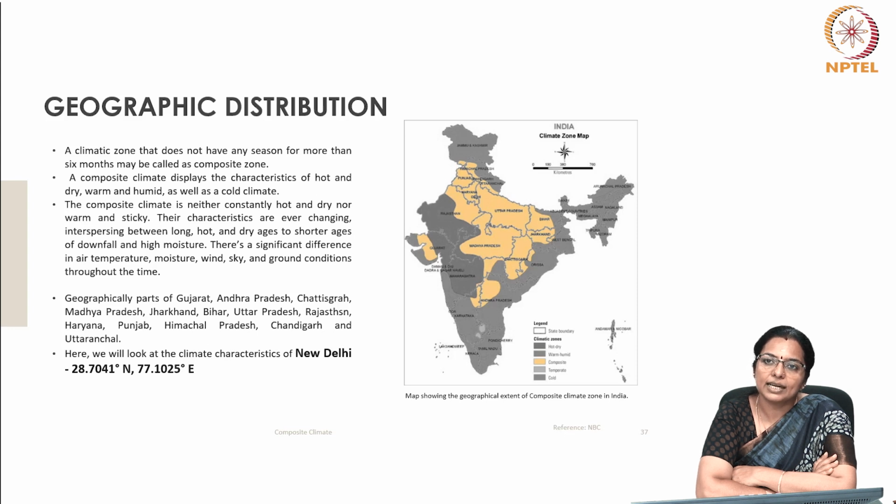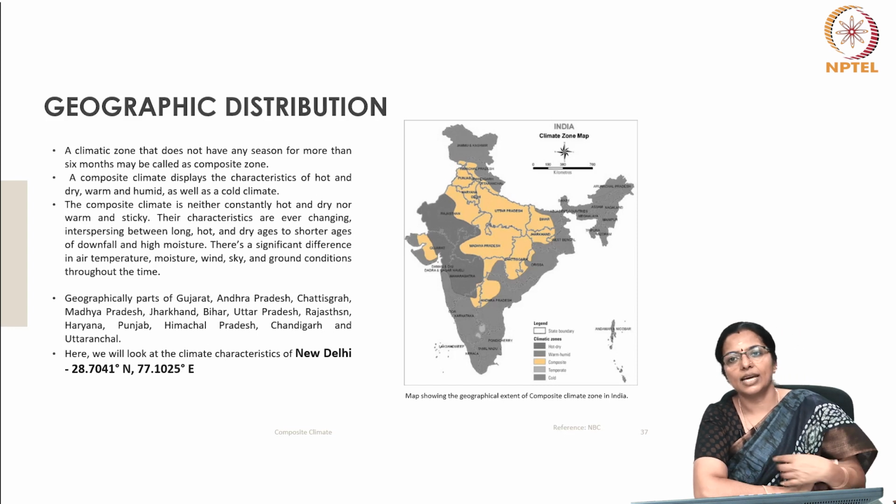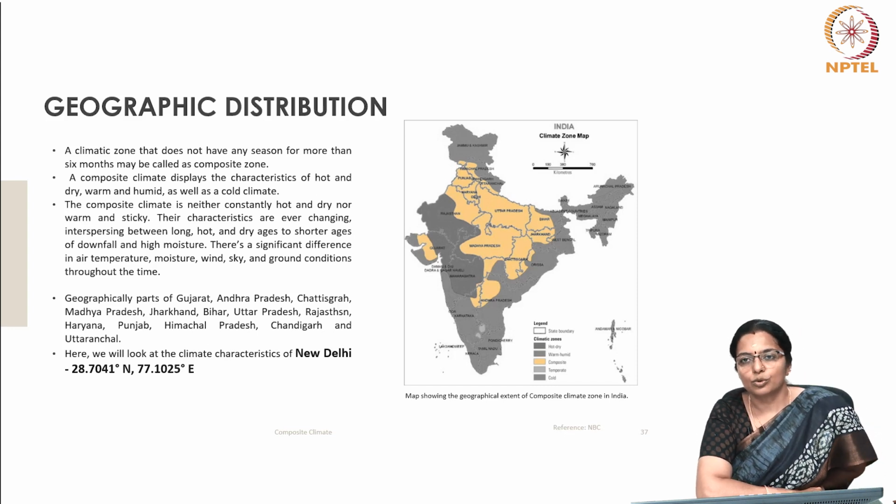The composite climate is neither constantly hot and dry nor warm and sticky. Its characteristics are ever changing, interspersing between long hot and dry ages to shorter ages of downfall and high moisture. There is a significant difference in air temperature, moisture, wind, sky, and ground conditions throughout the time.